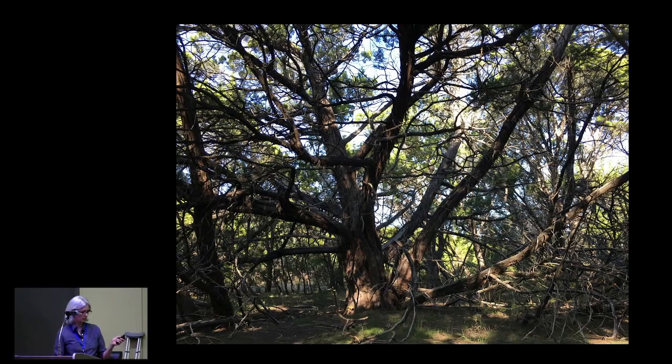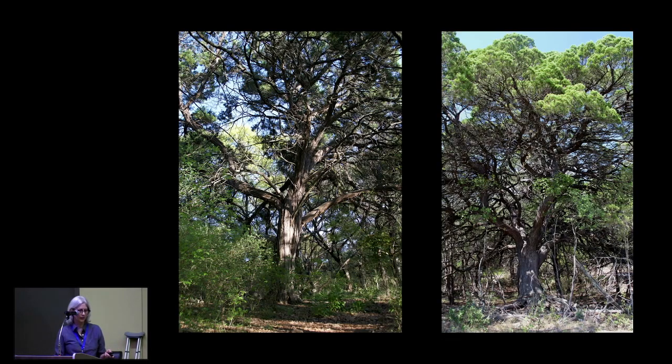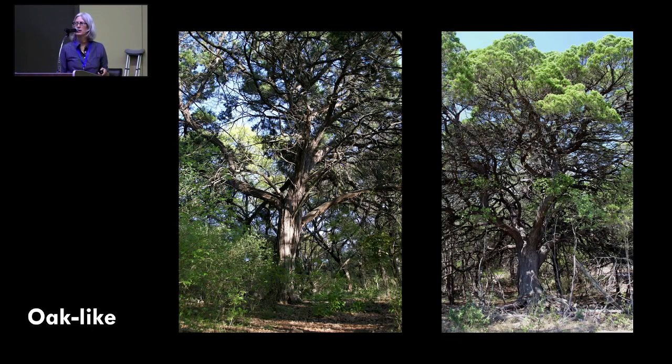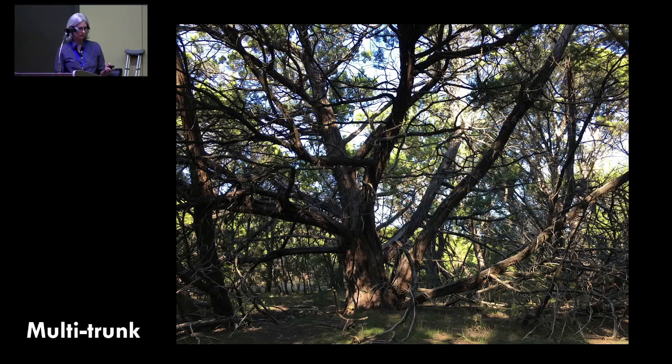Oops, sorry, wait. The oak-like ones, the one on the left is in Bull Creek. The one on the right is in Mission Hill Park in New Braunfels. And those are both very, very large. The one on the left has a trunk of about 21 inches. The one on the right is about 26 inches. And then you have your multi-trunk.